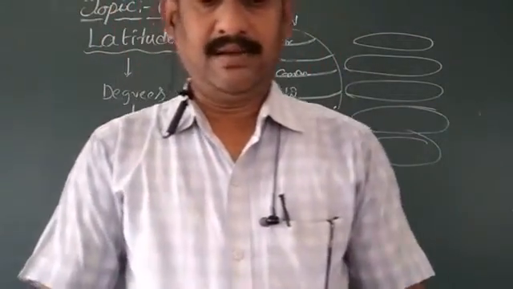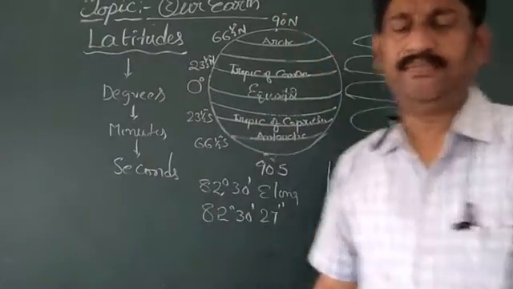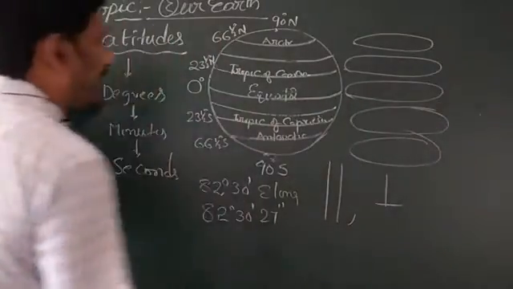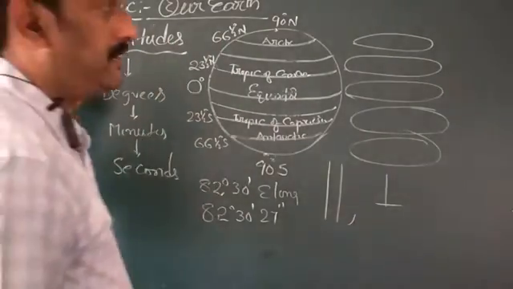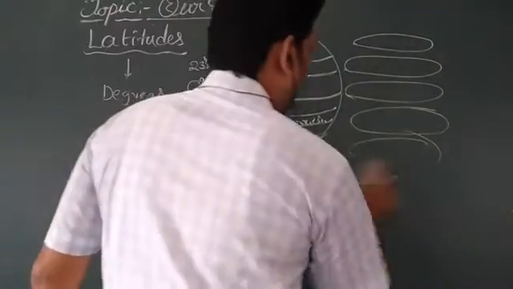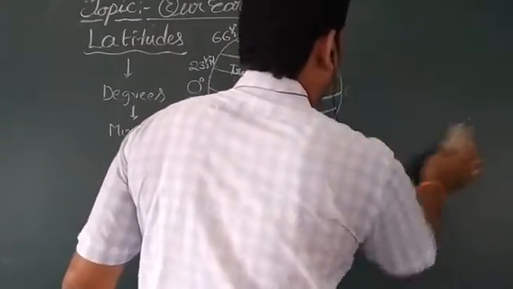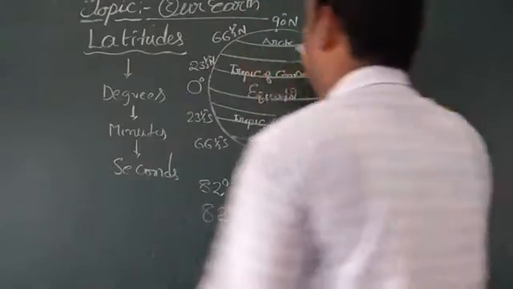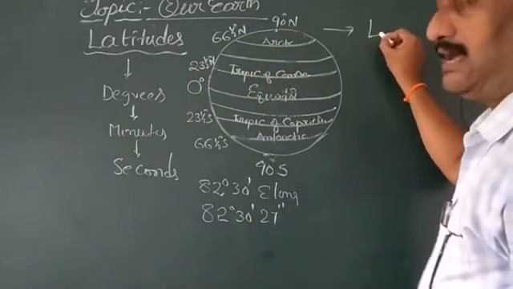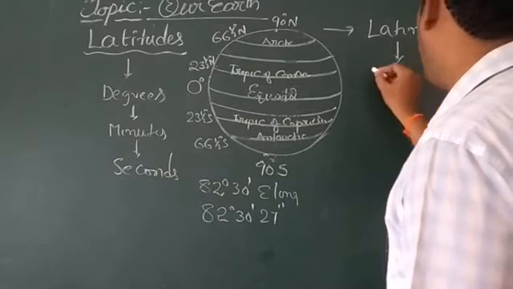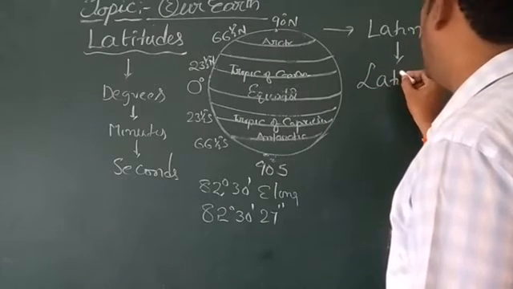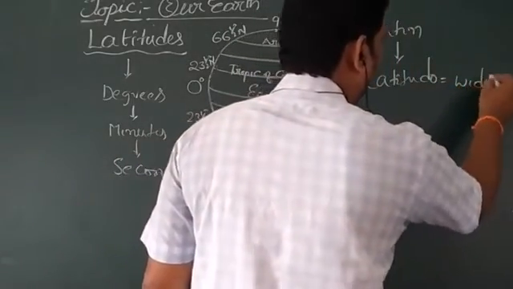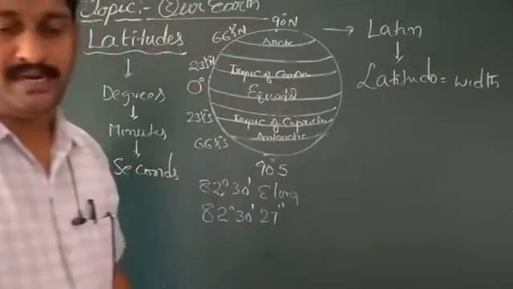Now, one more point. What was the origin of latitudes? The term latitude is derived from the Latin word latitudo. What is the meaning of latitudo? Latitudo means width. I am going to write here C1. So the latitude term is derived from the Latin word latitudo, which means width.